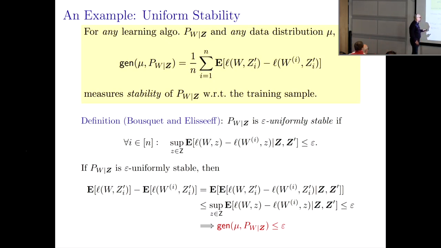And then I take another, so think about testing time. I take just a fresh instance, and I look at the losses of W and Wi on this new point, and I look at the supremum of this conditional expectation. So you see, this definition does not involve the data distribution. It's purely a property of the conditional distribution of the algorithm given the data, right?